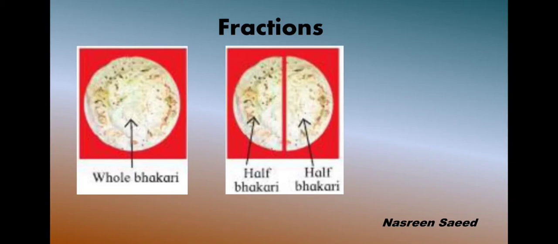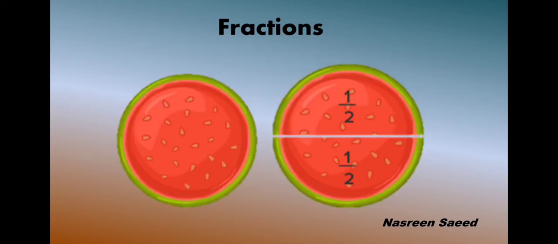One bhakri or roti has to be divided equally between 2 people. When it is divided into 2 equal parts, each of the parts is 1/2 of the bhakri. So it is called half. When any object is divided into 2 equal parts, then each of the parts is 1/2 of that object. 1/2 of the whole is shown by the fraction half. It is read as one half, or half.